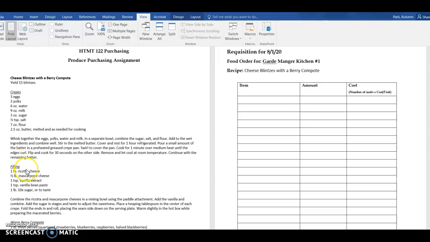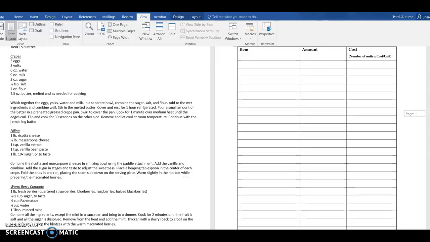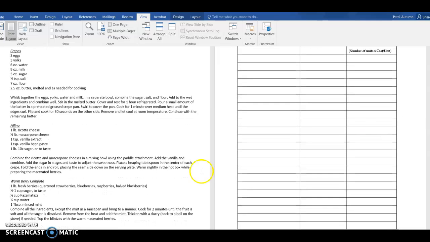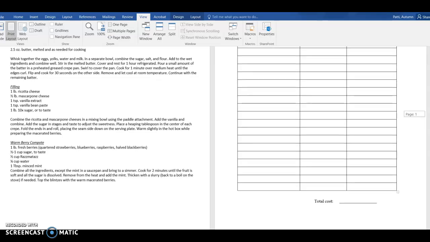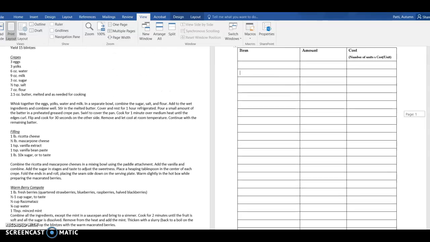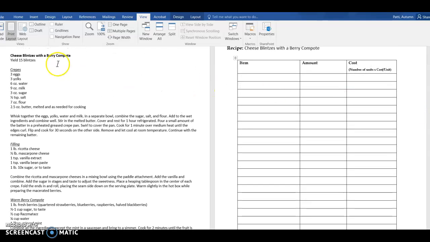Then for the filling, I need 1 pound of ricotta cheese, a half a pound of mascarpone cheese, and so forth. Also included here is a warm berry compote, where I'll need fresh berries, half a cup to a cup of sugar, as well as razzmatazz water and mint. Now to put these all together, there might be other garnishing or other components, so it's important to scroll down and make sure there's nothing further in the recipe. Okay, we're ready to get started.